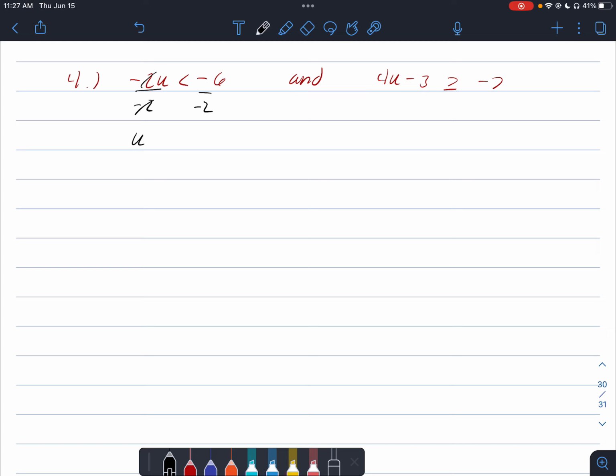So now we have u is strictly greater than +3, because -6 divided by -2 is +3. Now here we can add 3 to both sides, and we'll get 4u is greater than or equal to -4. So we can divide both sides by 4, and we'll get u is greater than or equal to -1.